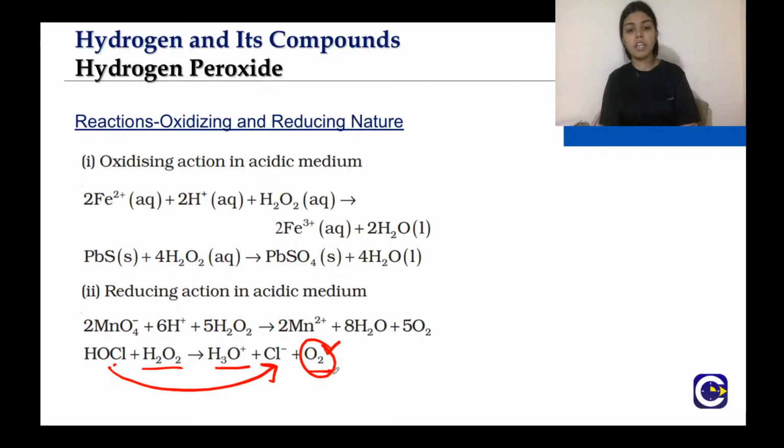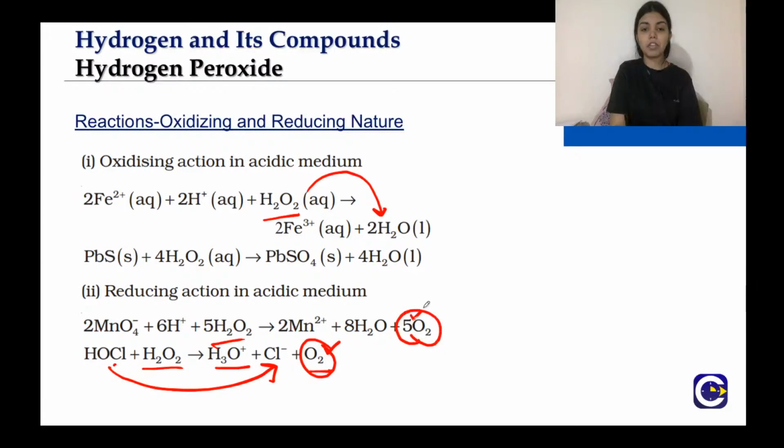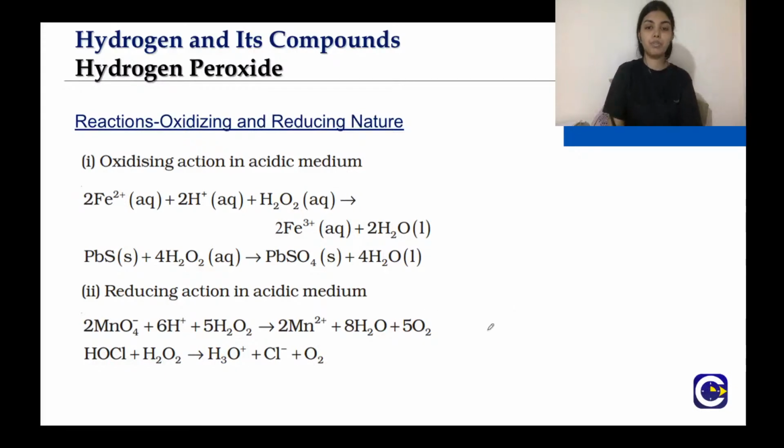So this is very important. See, particularly when it acts as an oxidizing agent, H2O2 converts itself to water. Okay, while in reduction what happens is that it converts itself to oxygen gas, that it liberates oxygen gas during reduction action in acidic medium. This way you can remember the reactions. However, these reactions will be more clear to you when we will study the redox chapter.